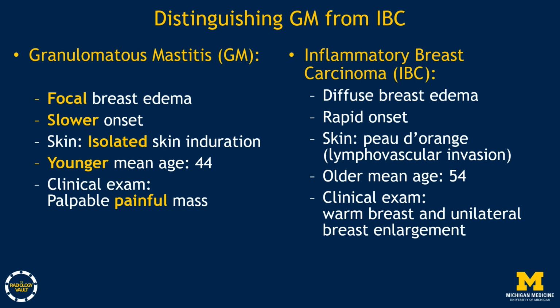The distinguishing features of granulomatous mastitis from inflammatory breast cancer include focal breast edema, a slower onset, isolated skin induration, a younger mean age of 44, and a painful palpable mass. Versus inflammatory breast cancer, you'll see more diffuse breast edema, a rapid onset, a peau d'orange appearance of the skin, so diffuse lymphovascular invasion, an older mean age of 54, and the clinical exam shows a warm breast and unilateral breast enlargement.